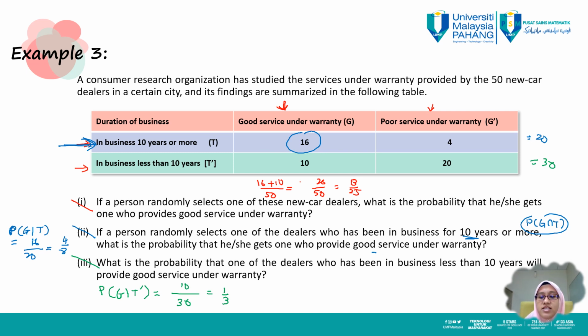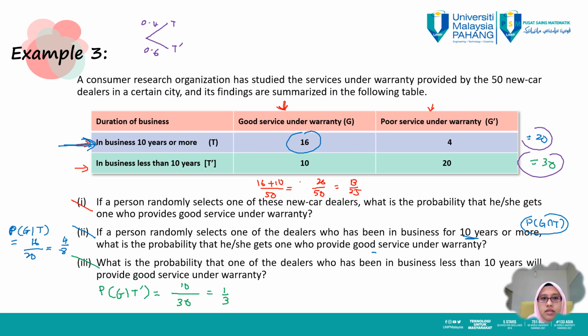For this example, you can actually transform it into what we call a tree diagram. So let's start with the diagram. The first branch is for more than 10 years, T, and less than 10 years is T prime. For more than 10 years, the total is equal to 20, so 20 over 50 is equal to 0.4 here. For T prime, less than 10 years, we have 30, so 30 over 50 is equal to 0.6.